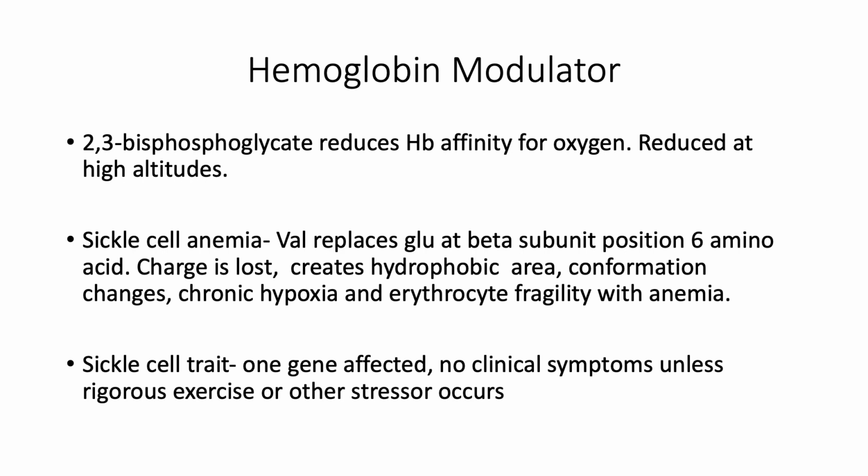Hemoglobin modulators: one of these is 2,3-bisphosphoglycerate, and this reduces hemoglobin affinity for oxygen. This is reduced at high altitudes, so you get more affinity for oxygen at higher altitudes. This compound actually decreases. In sickle cell anemia, valine replaces glutamate at the beta subunit position 6.